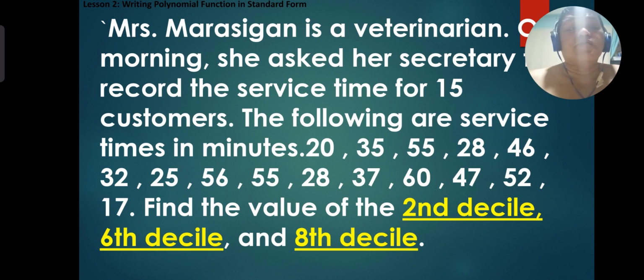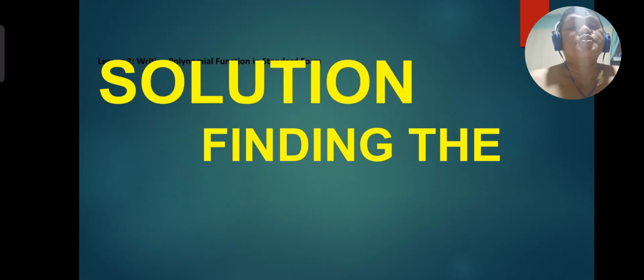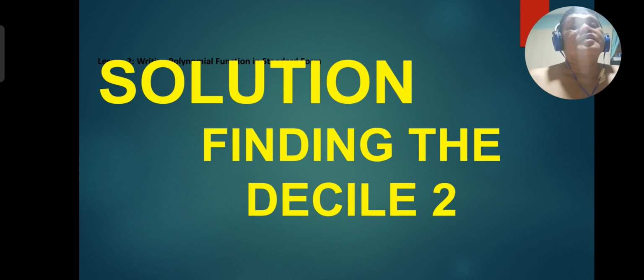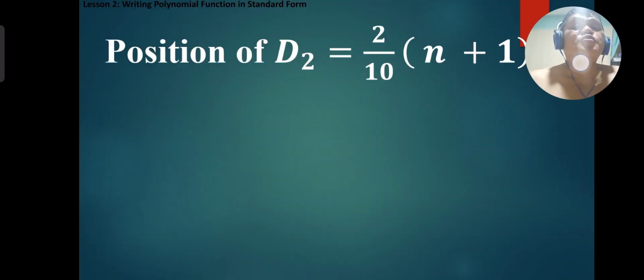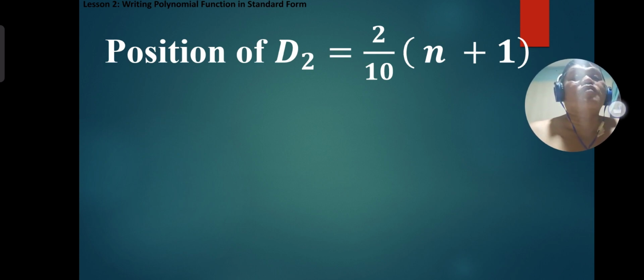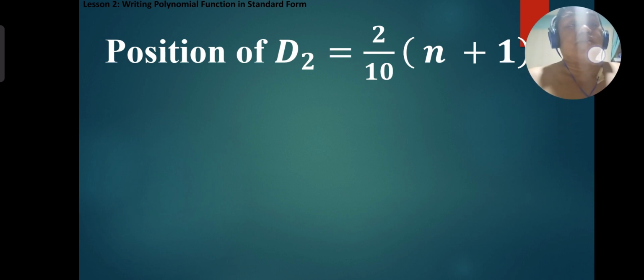Find the value of the second decile, the 6th decile, and the 8th decile. Okay, answer. We have the solution, finding decile 2, or the second decile. The position of the second decile is equal to 2 over 10, because the distribution is divided into 10 equal parts. So we have 2 over 10 times quantity n plus 1.